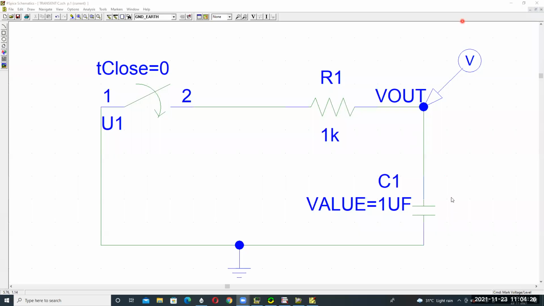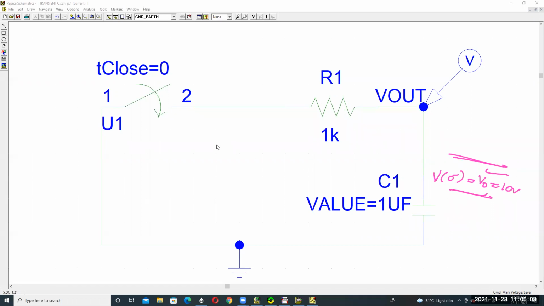Here one more important concept: what is the initial voltage across the capacitor? The initial voltage at t equal to 0 minus, V of 0 minus, also called V naught, is 10 volts. We have to give this initial condition voltage, then only will we get our response.